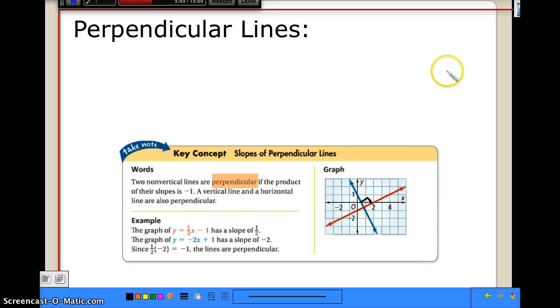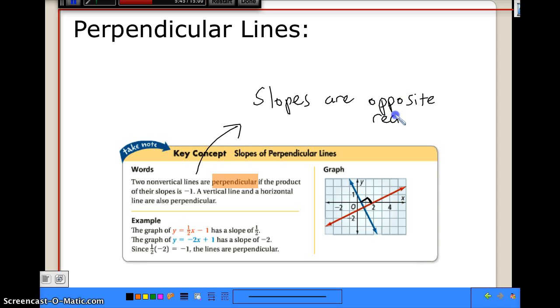But one of the ways, maybe a little bit easier to understand, is if the two lines are perpendicular, then their slopes are opposite reciprocals of each other. Okay? So if they're perpendicular, then their slopes are opposite reciprocals.